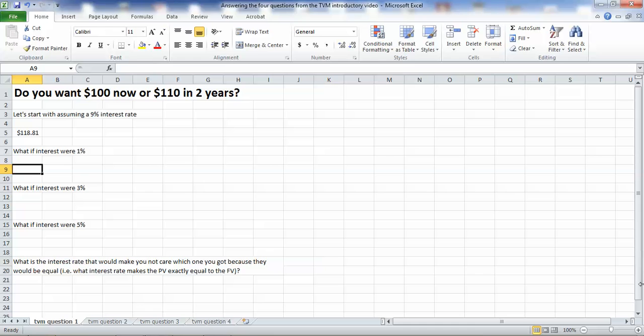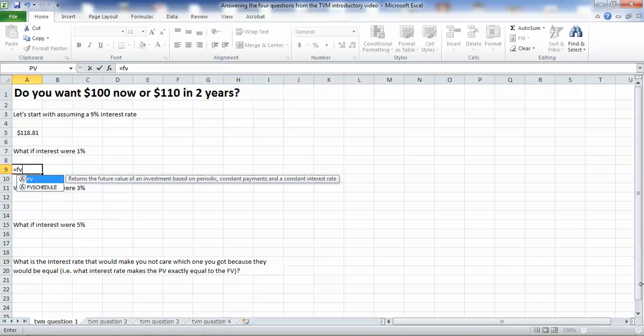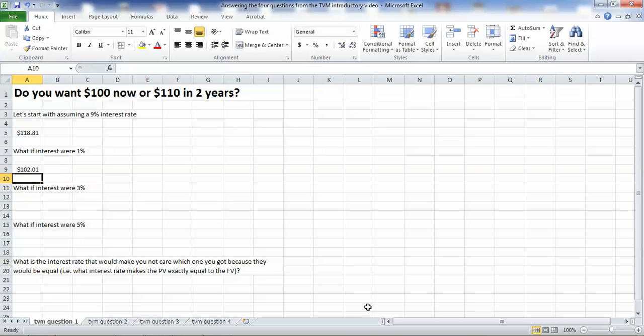But what if interest rates were just 1%? Well, again, we're going to take our equal sign, and FV tells it we want to do a future value. The parenthesis brings up our options for our inputs, and we put down our rate is 0.01. Notice I'm putting it in as a decimal point. My number of periods is still 2. My payments, I'm just not making annual payments, just one present value up front. It's a negative $100, and these negative brackets tell you that you should put it in as a negative number, and then we'll just close it off with a parenthesis, and it will automatically assume the type.